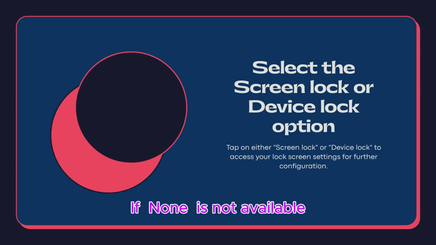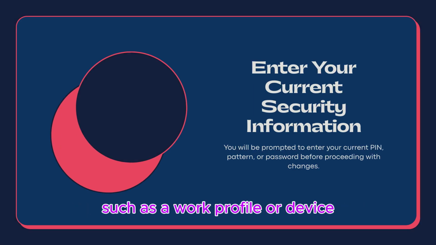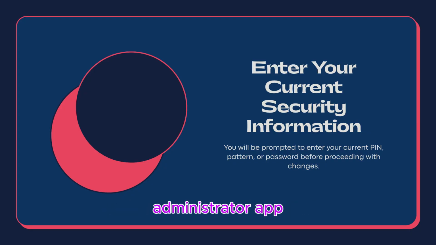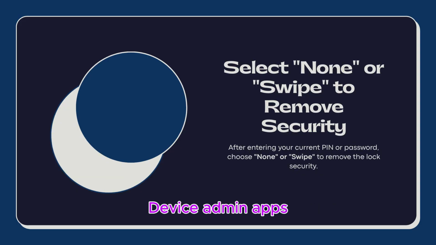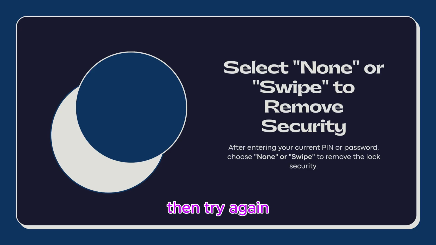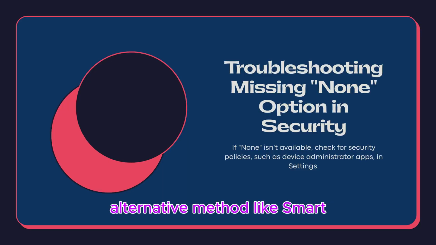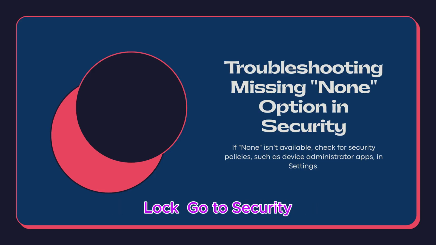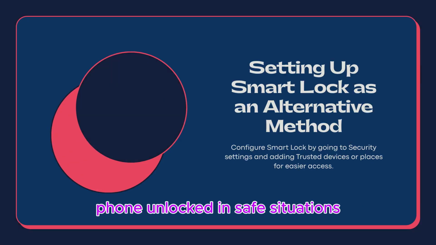If None is not available, your device may have a security policy preventing it, such as a work profile or device administrator app. To check, go to Settings, Security, Device Admin Apps, disable any active administrators. Then try again. On some phones, you must first set an alternative method like Smart Lock. Go to Security, Smart Lock, and set up trusted places or devices to keep your phone unlocked in safe situations.